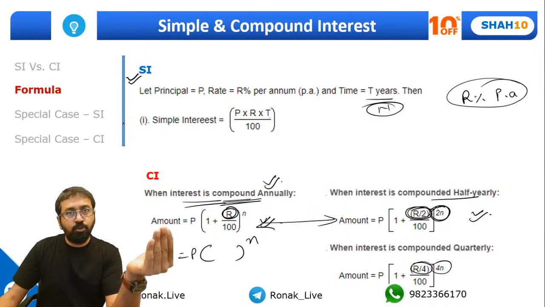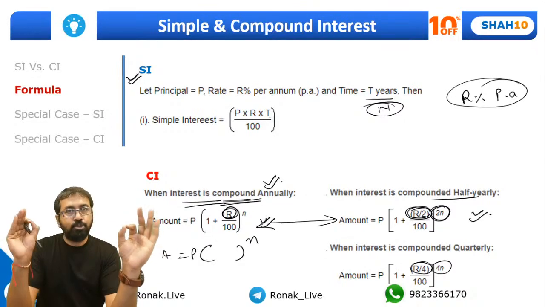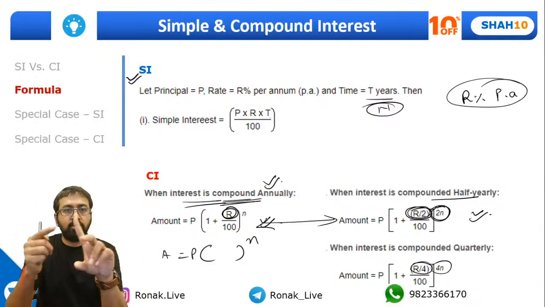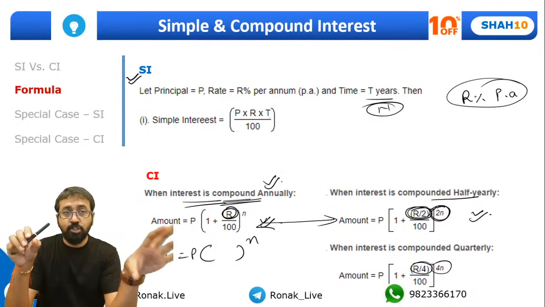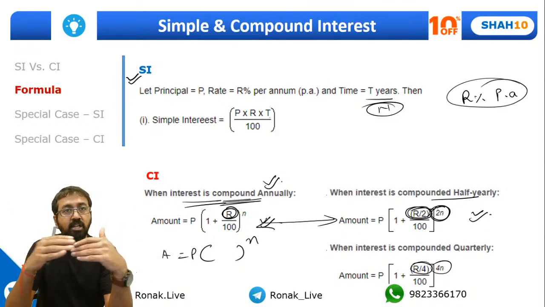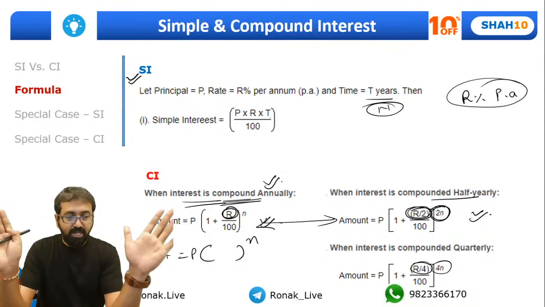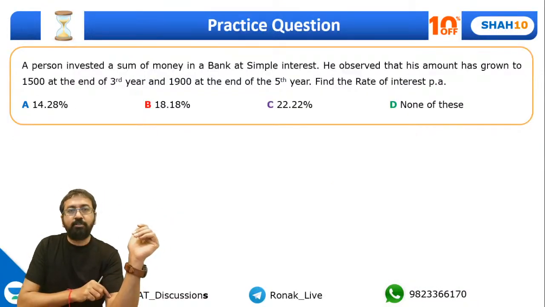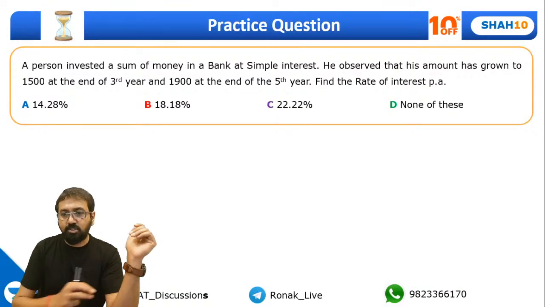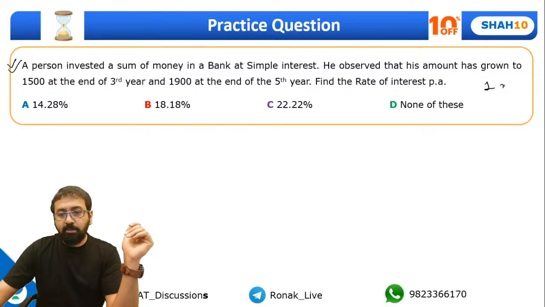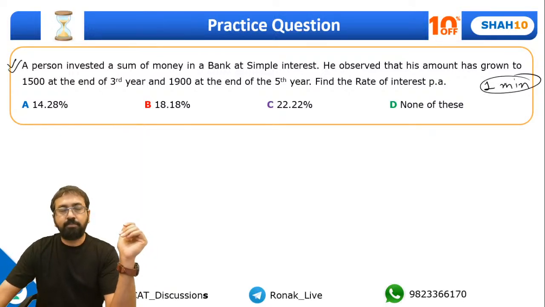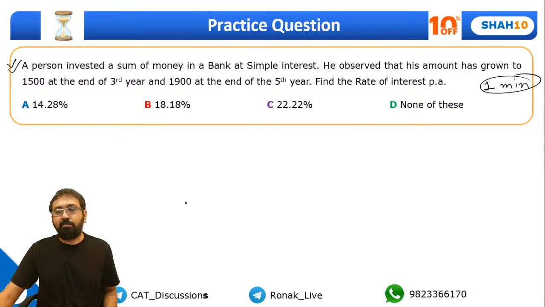There are a few more formulae that I'll share with you, but I'm sure you are now clear with two things: the difference between SI and CI, in which situations we use SI and in which we use CI, and of course the different formulae, right? Okay, so guys, let's go ahead with the questions. Simple questions. Here is a question for you. Take 1 minute and figure it out.